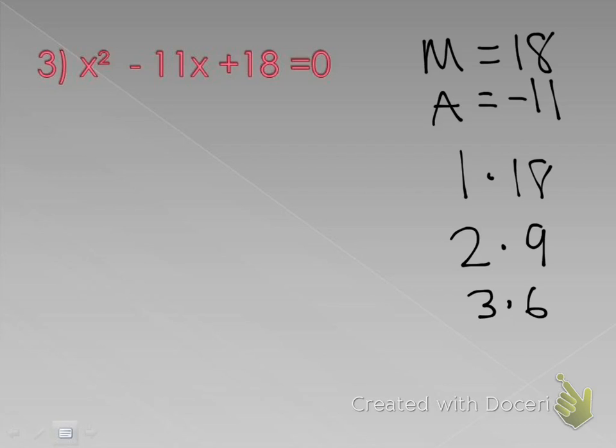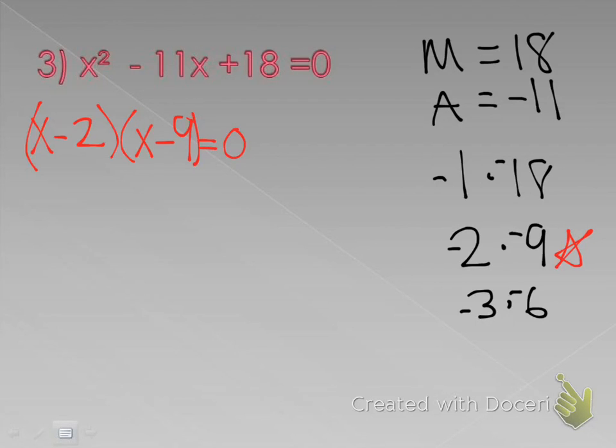All right, so here are the 3 different ways to make an 18. I know that both numbers need to be negative, so go back and make them all negative. And then double check to see which winning combination also adds to negative 11. Boom. So now, since they're negatives, it'll be x minus 2 and x minus 9.